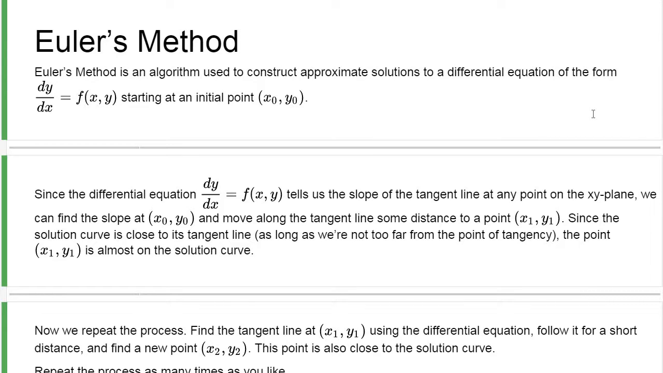In this video, we're going to use Euler's method in SageMathCloud. Euler's method is an algorithm to solve differential equations, at least approximately, given a differential equation in the form dy/dx is some function of x and y, and given some initial starting point, x0, y0, on the solution curve. Euler's method will approximate the rest of the solution curve.